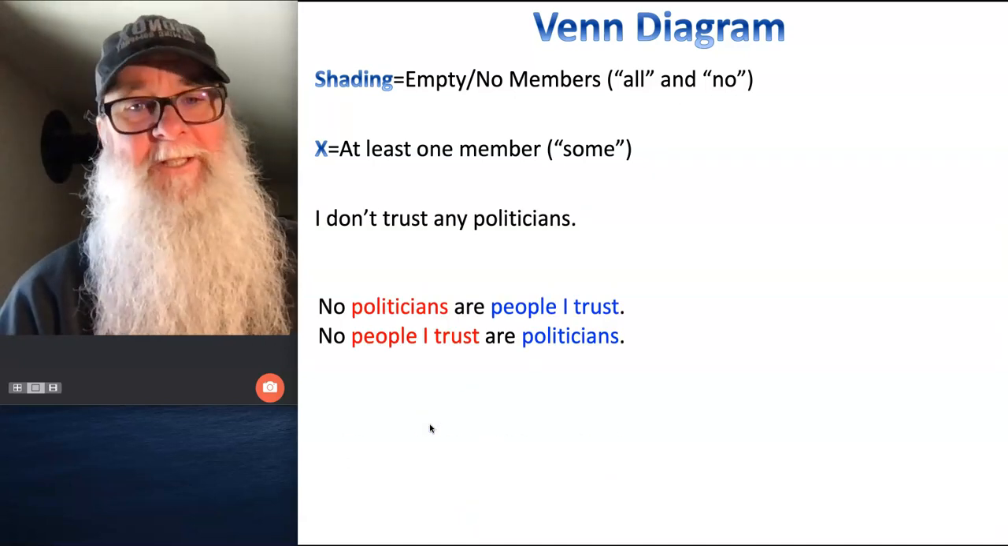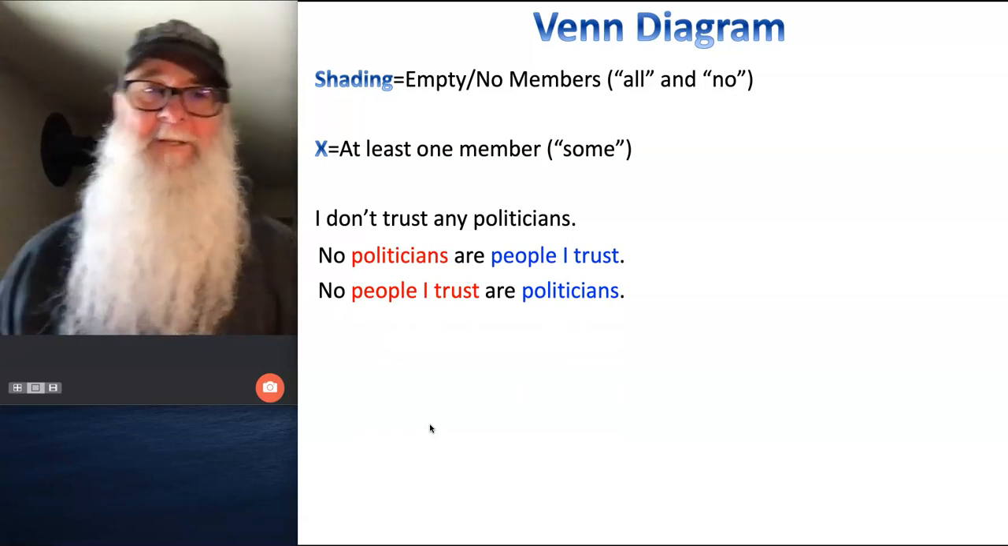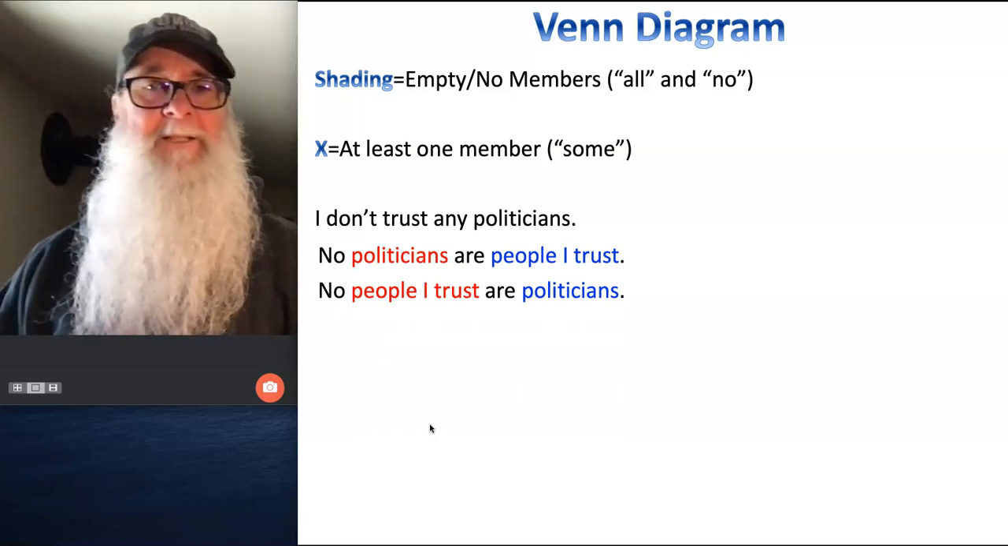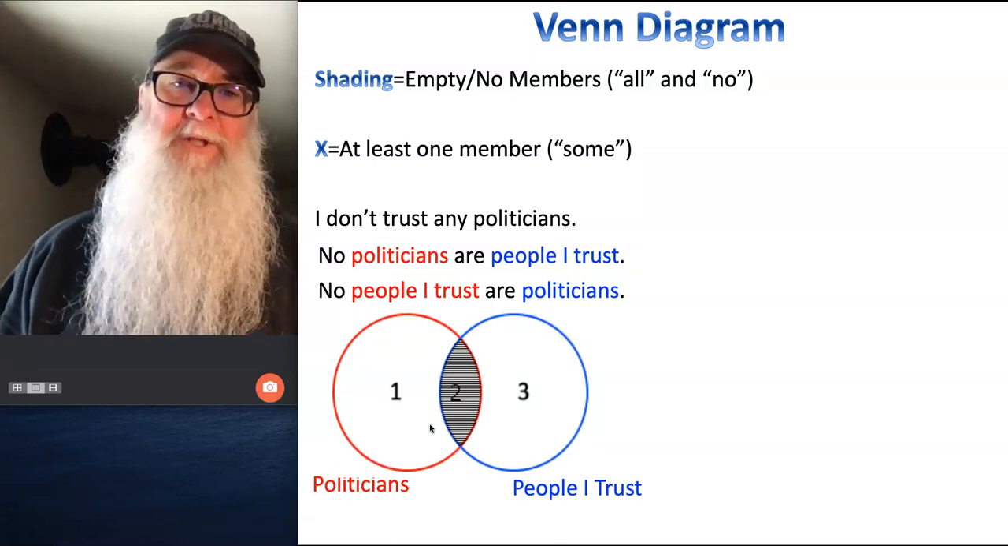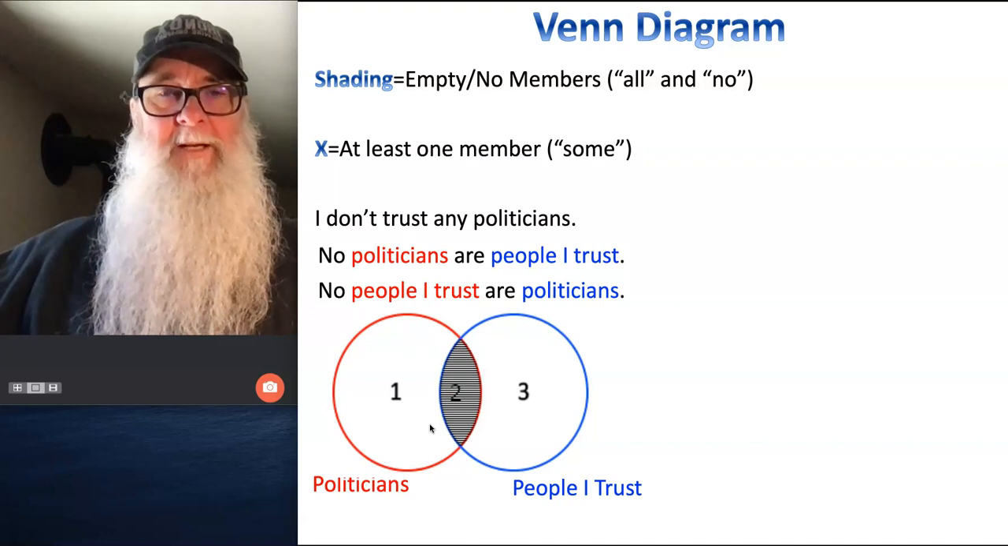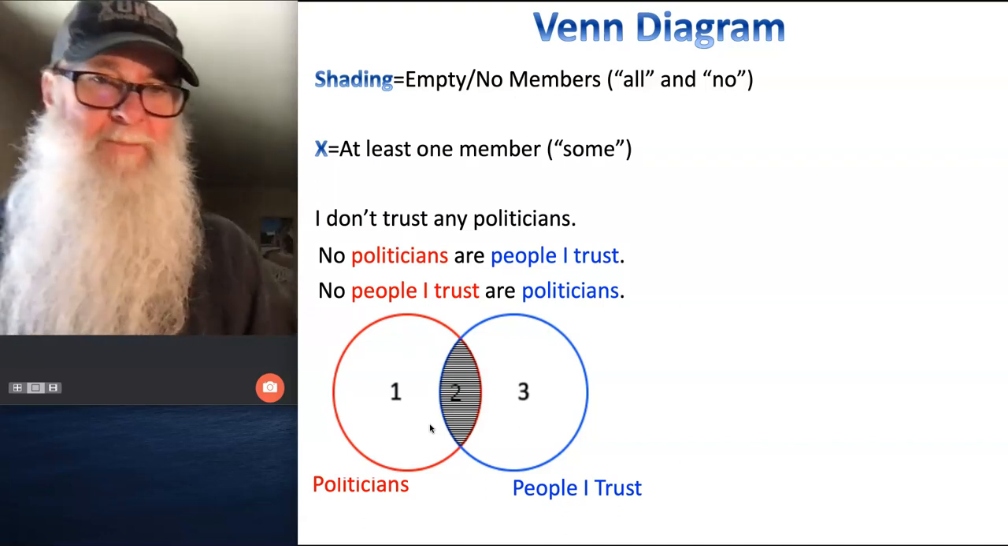Again, there's a couple of ways you could have done this. You could do no politicians are people I trust, no people I trust are politicians. Doesn't matter. Whichever one of those you did, you're going to have area 2 shaded out because you're showing that these 2 categories don't have any members that are members of both categories.